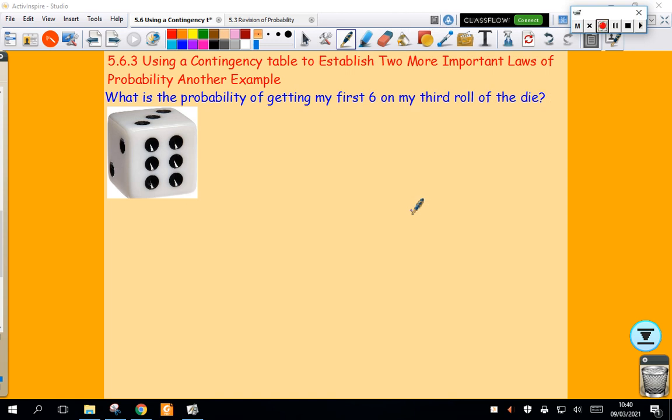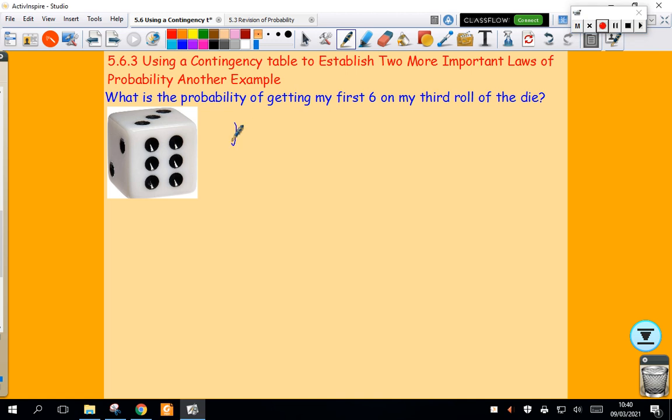Okay, in this class I just want to look at using the multiplication rule and the condition rule again in a couple of different contexts. So what's the probability of getting my first 6 on my third roll of the die? So I roll this die 3 times. What's the probability of getting a 6 for the first time on the third roll of the die?